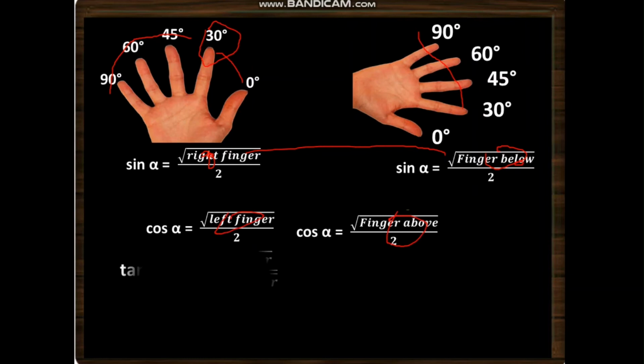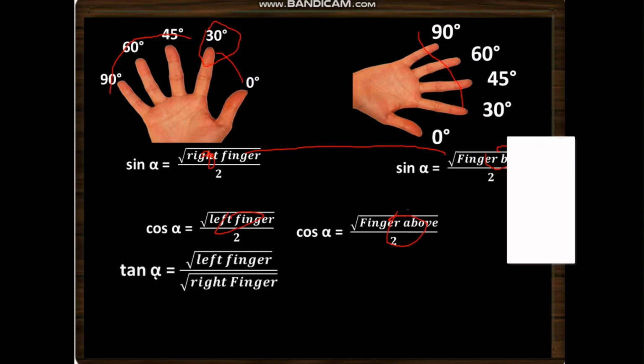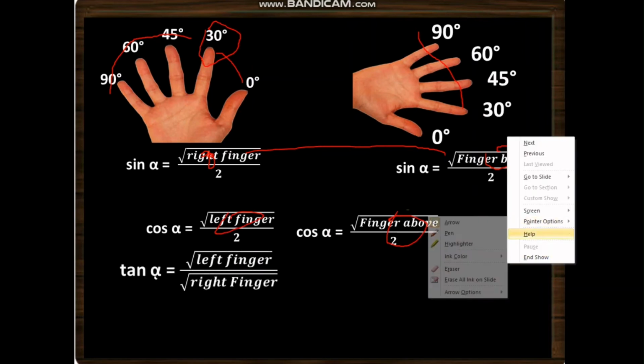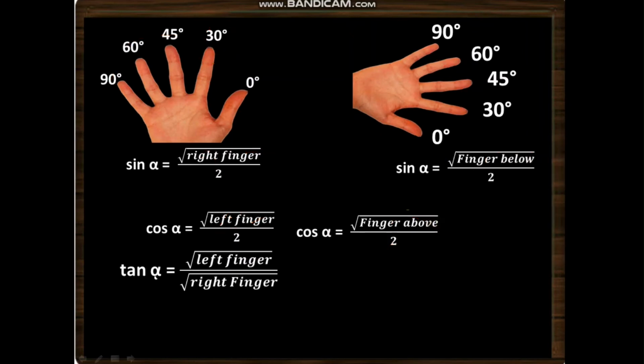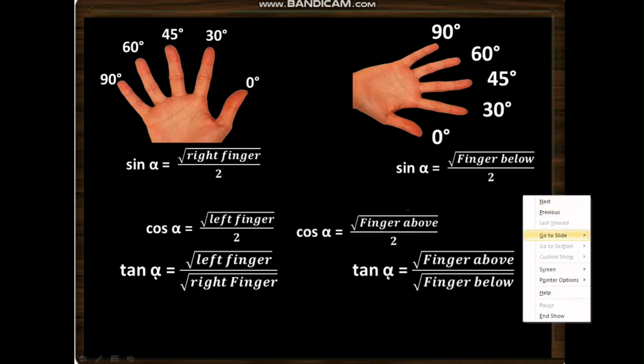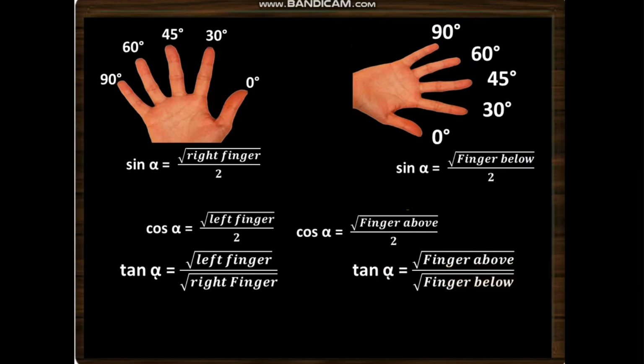How about kung tangent? So let's try. Tangent is equivalent to, we have here, the left finger and right finger, kung ang atin pong palad ay nakaposition vertically. So pag vertical, left, and we have right. Pero pag naka-horizontal, finger above and finger below. Let me give you one example. Kunyari, kukuhanin ko po yung value ng tangent 60 degrees.